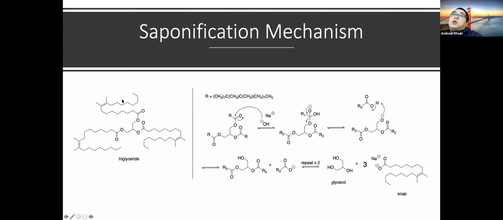Okay. So let's talk about the mechanisms. Here is my sample of triglyceride. So how we make soap is we take a fat and we hydrolyze it with sodium hydroxide or some alkaline base. In this case, I'm going to abbreviate all my R groups so I don't have to write them each time. It's way too big. What I do is the nucleophilic acyl substitution. So this should be familiar.